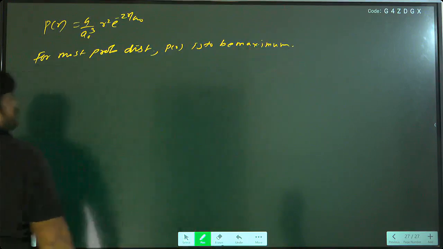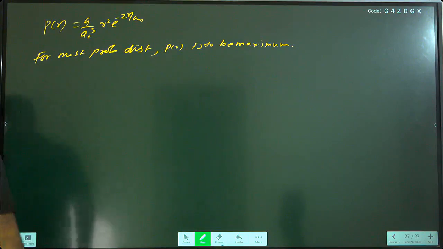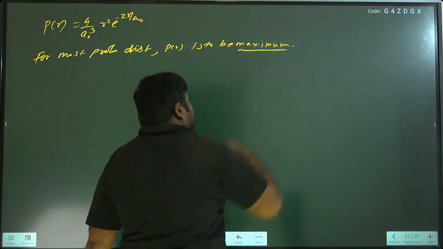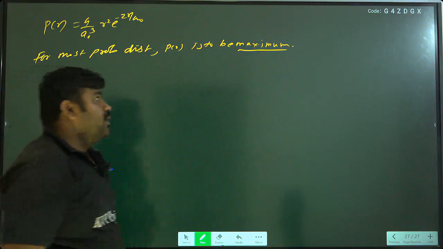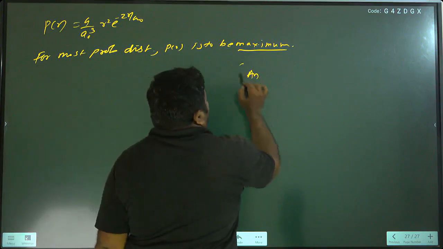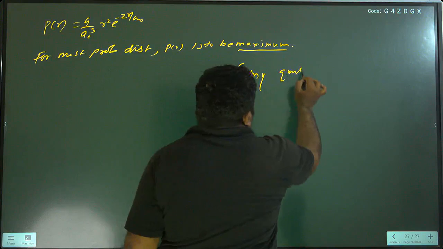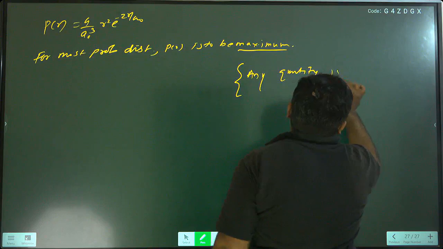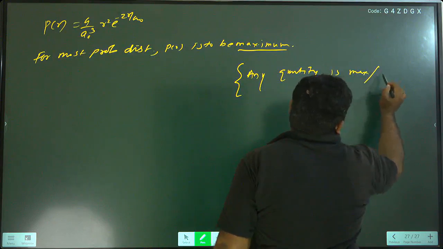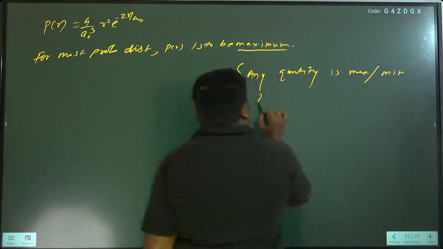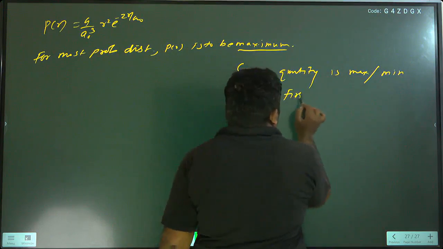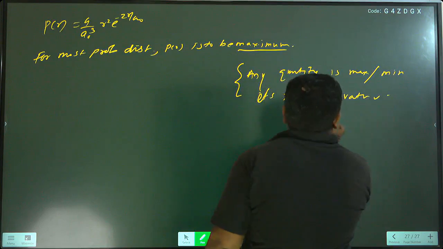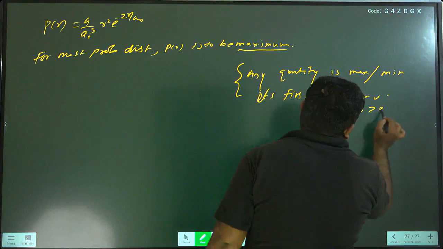For most probable distance, P of r is to be maximum. Okay, ये जो word आ रहा है ना maximum, this is very important. Any quantity is maximum or minimum, its first derivative is equal to zero. Always memorize करिए. Is equal to 0.